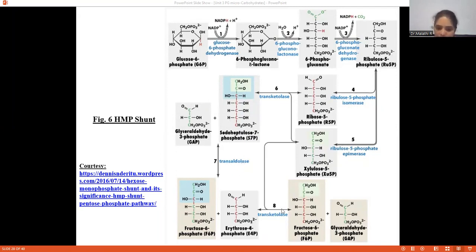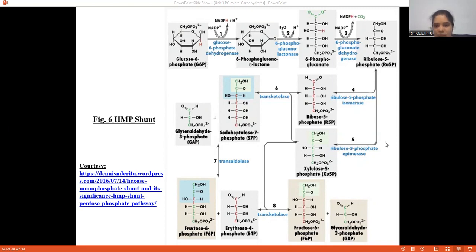Again, with the help of the transketolase enzyme, the 4-carbon compound erythrose 4-phosphate will combine with the 5-carbon compound xylulose 5-phosphate to form a 6-carbon fructose 6-phosphate and a 3-carbon glyceraldehyde 3-phosphate. So this will be the final carbohydrate which is formed with the help of your HMP shunt.